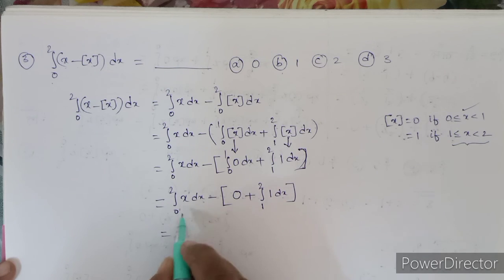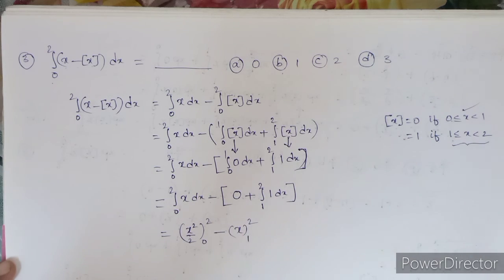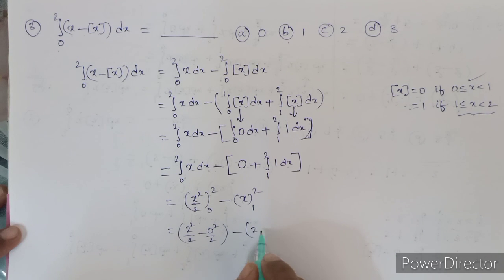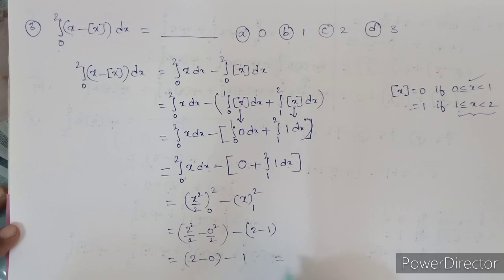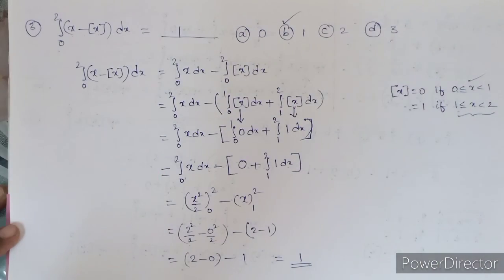So now we integrate. Integral of x is x square by 2, minus into plus, minus, integral of 1 is x. Upper limit minus lower limit: 2 square by 2 minus 0 square by 2, upper limit 2, lower limit 1, using the fundamental theorem, upper limit minus lower limit. 4 by 2, 2 minus 0, 2 minus 1, 1, again 2 minus 1, 1. So answer is 1. Therefore correct option is B.